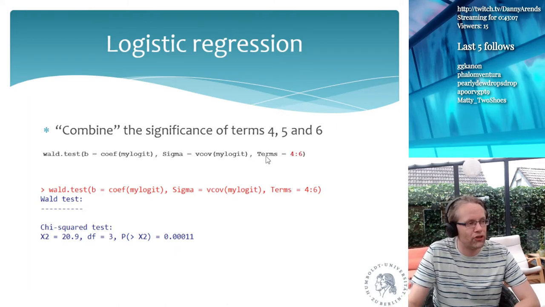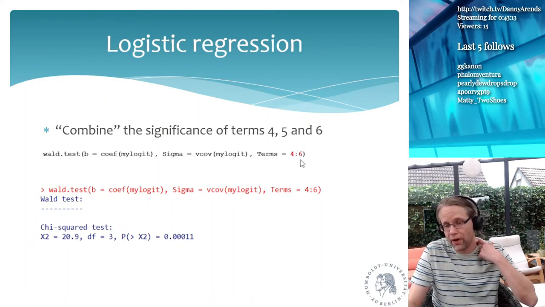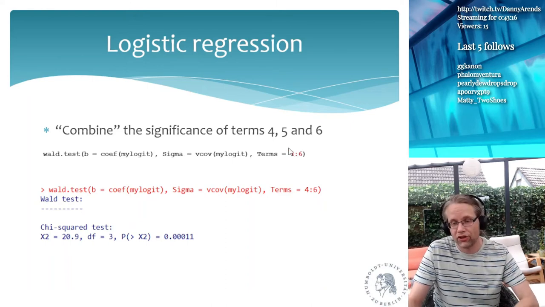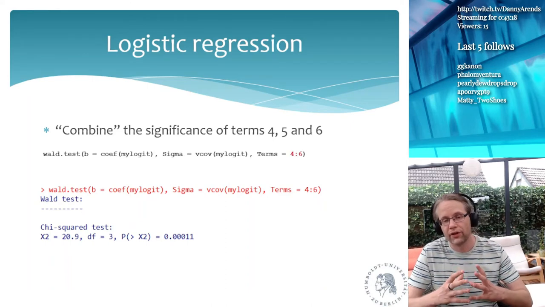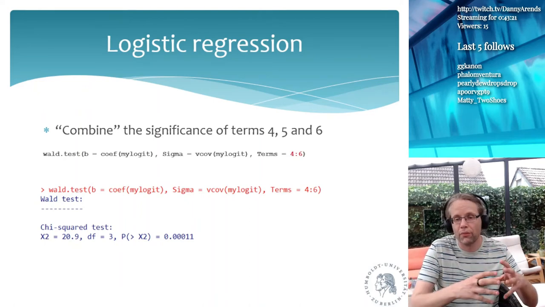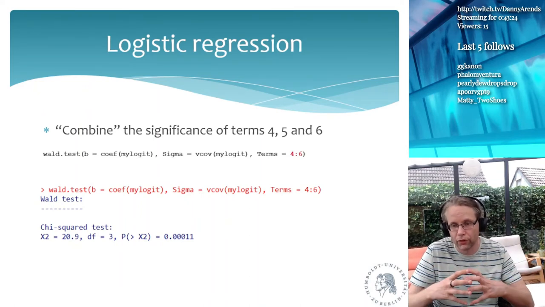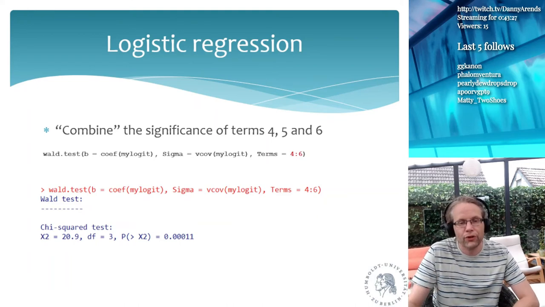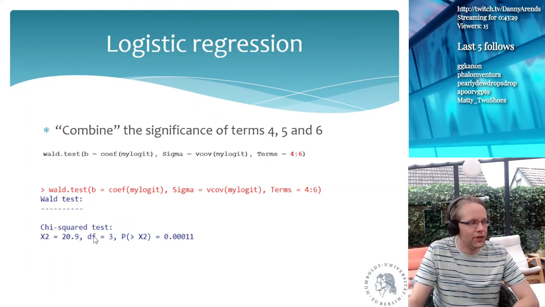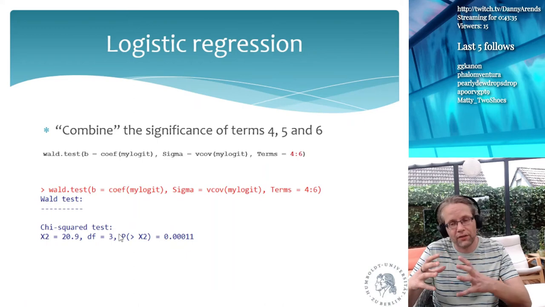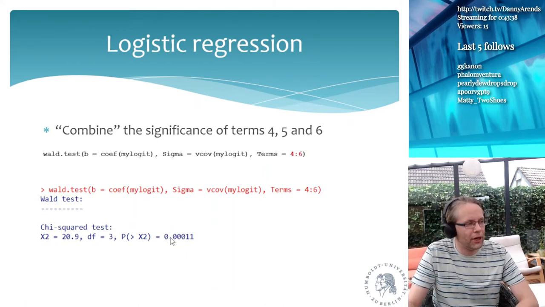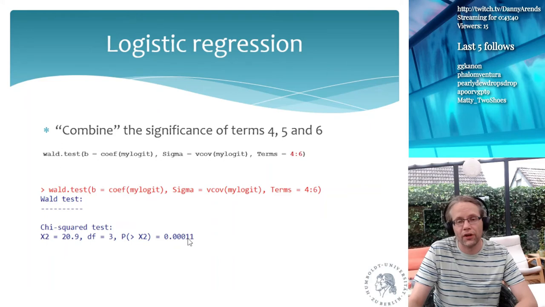And then we specify which terms we want to summarize. In this case, we want to summarize terms 4, 5, and 6. We want to get a single value for how significant these three groups from the rank 1 school are, so we're grouping them all together. When we do that, we get a chi-square score. We take 3 degrees of freedom because we're grouping three different levels together. And we see that the probability of the combined effect of these three groups on admission, relative to the first group, is 0.0001.